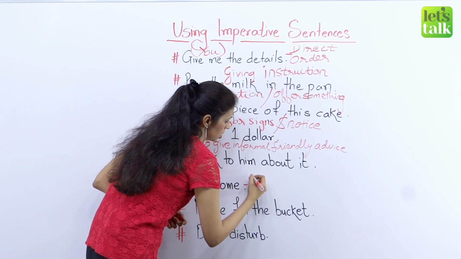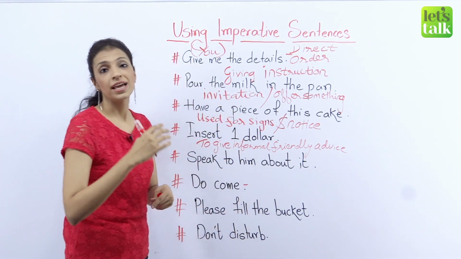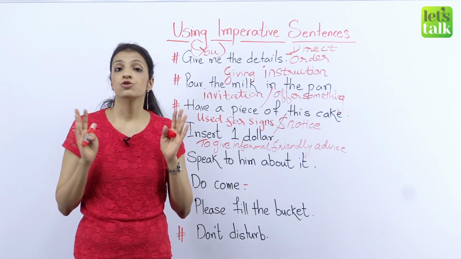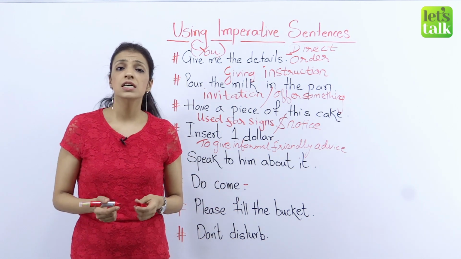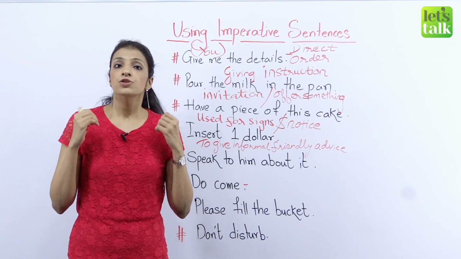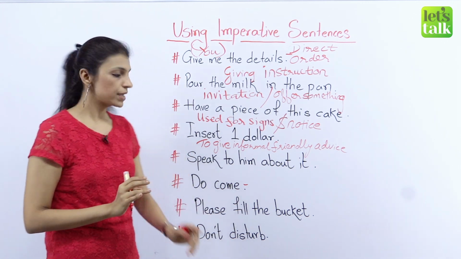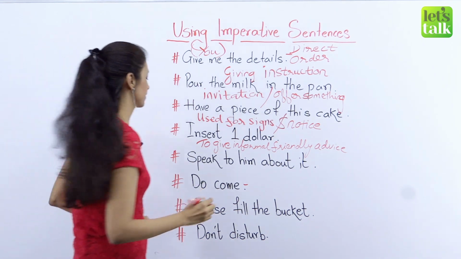So, when you want to emphasize, you can add do, and remember that's only do, no does. Okay. So, do come, do be quiet, do listen to me, do complete the report. So, when you want to emphasize, put do in the beginning of your imperative sentence.